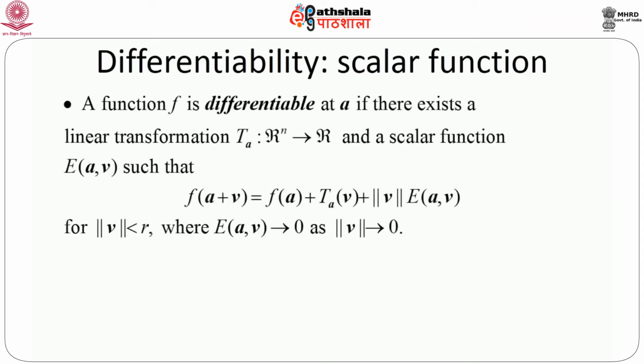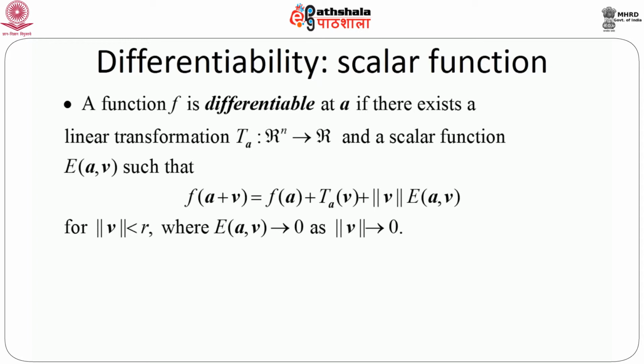I am not going to prove any theorem, but just mention certain results, a couple of one or two important theorems. A function f is said to be differentiable at a point a if there exists a linear transformation, say T_a, which is R^n to R, because f is a scalar function, so it maps to R, and a scalar function E(a,v) such that we can write f(a+v) as f(a) plus T_a(v) plus norm of v times E(a,v). Remember, v is a vector, so we have to write norm of v.